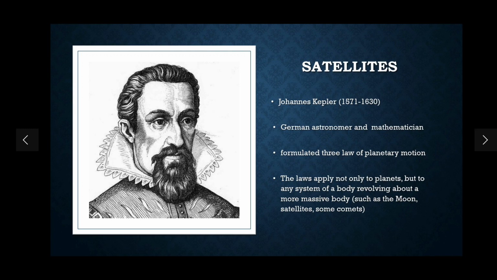Now let's talk about satellites. It was discovered by Johannes Kepler, a German astronomer and mathematician. He formulated the 3 laws of planetary motion. These laws apply not only to planets, but to any system of a body revolving about a massive body. Let's say a ball revolving around a car, a satellite revolving around Earth, even the moon revolving around Earth, and even the Earth when it revolves around the sun.